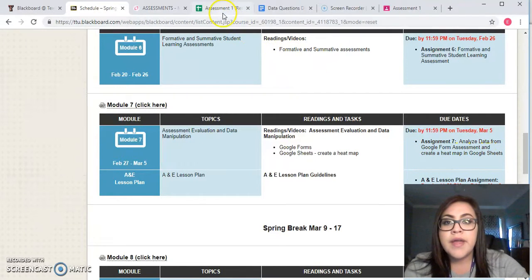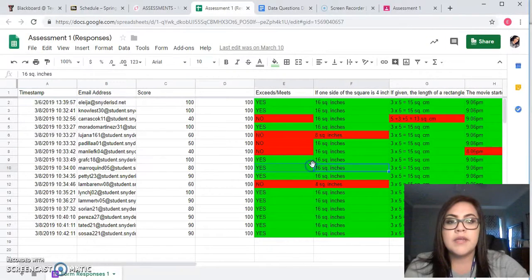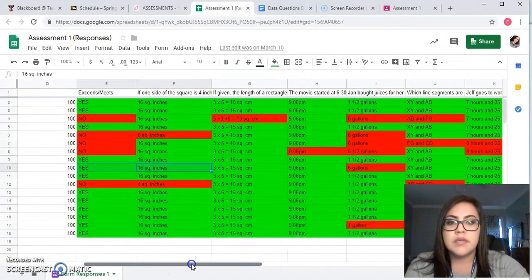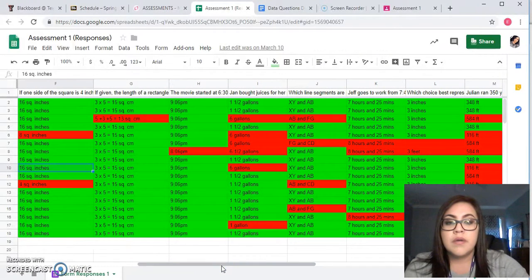Okay, so I have my heat map already pulled up. Here's my heat map. This is the email addresses of all of my students that took the assessment, what they scored, and whether they exceed or meet. Again, here's all the questions that were provided throughout the assessment. So you see those who got them right. On this one, the majority got them right except one. This one as well, so that's good.